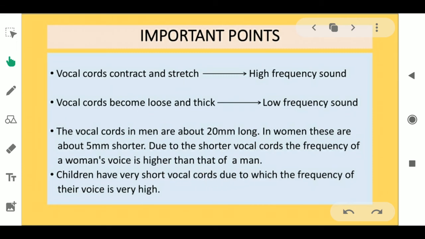Clear? That is why a woman's voice is higher than that of a man, because in the case of women, the vocal cord is 5 mm shorter as compared to men. Finally, children have very short vocal cords, due to which the frequency of their voice is very high. Children produce high frequency sound because their vocal cords are very short. So these are the important points regarding the sound produced by humans.